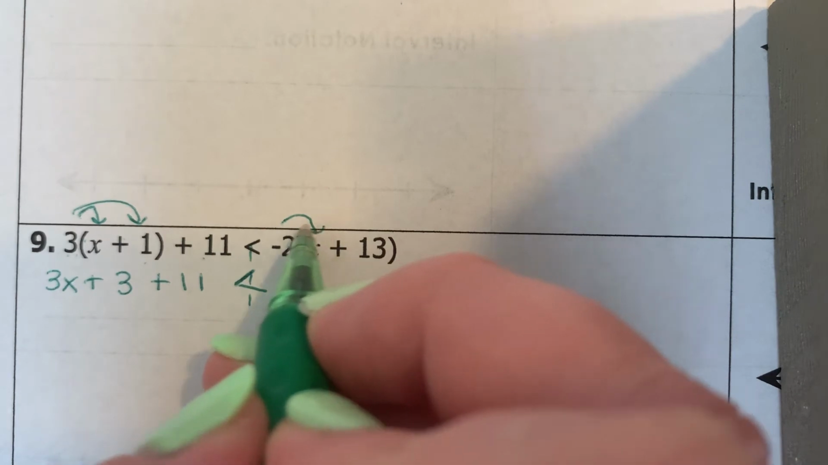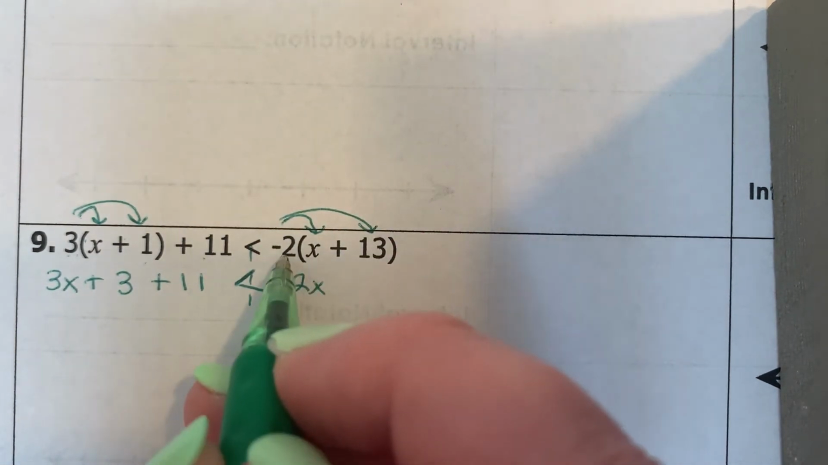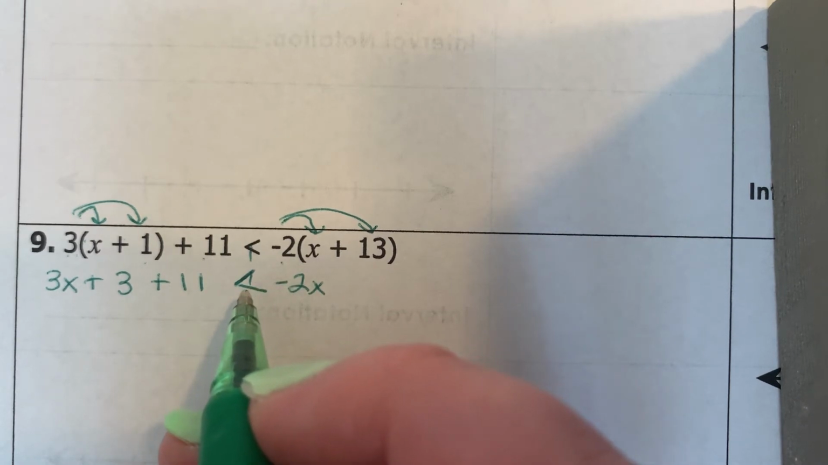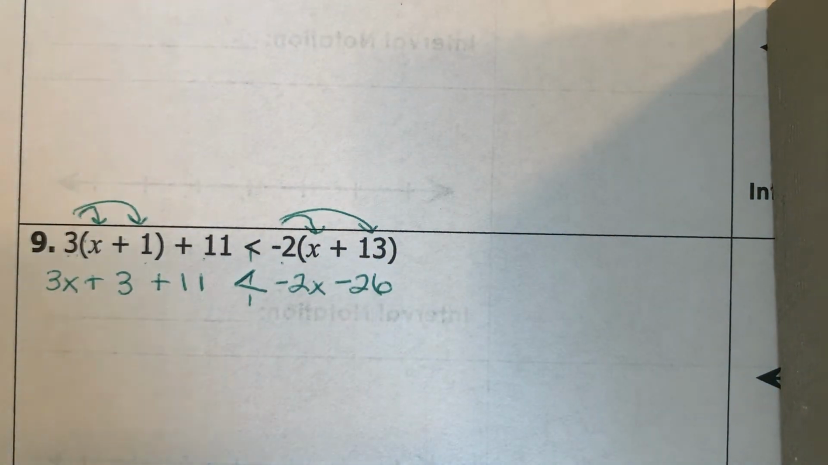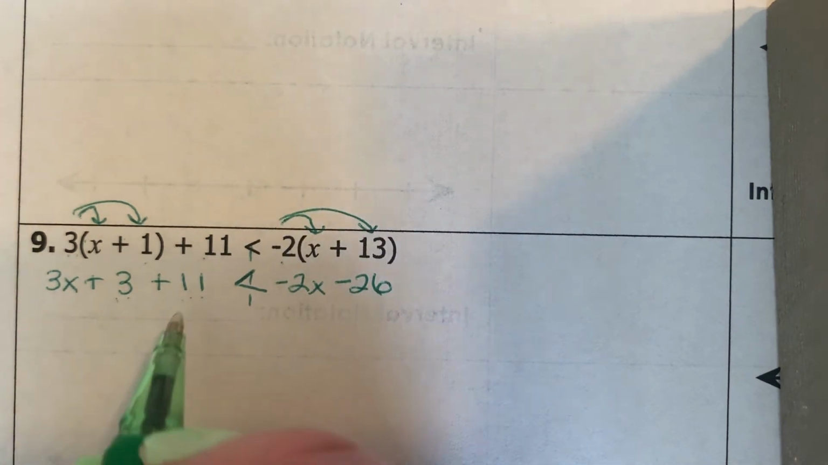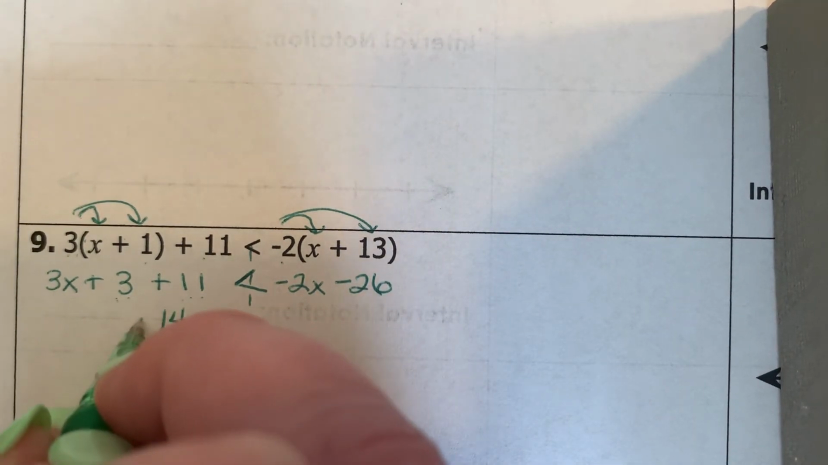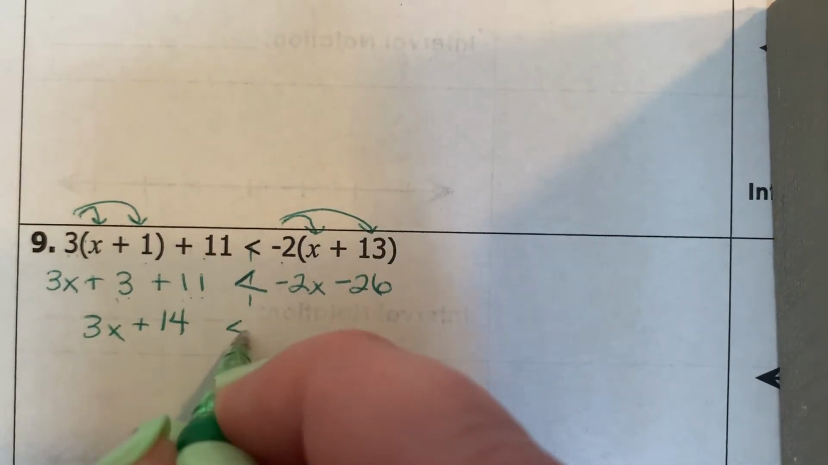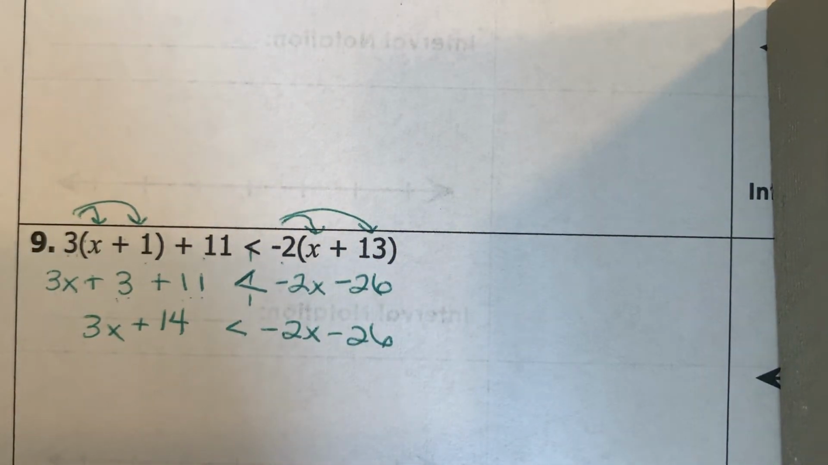Now we're going to distribute the negative 2. So negative 2 times x is going to be negative 2x. Negative 2 times 13 is going to give me negative 26. So we distributed. Now we need to see if we can combine anything. We can combine on the left-hand side here. We can combine 3 and 11. So 3 plus 11 is going to give me 14, bringing down everything else. Okay, now everything's combined. We've distributed.